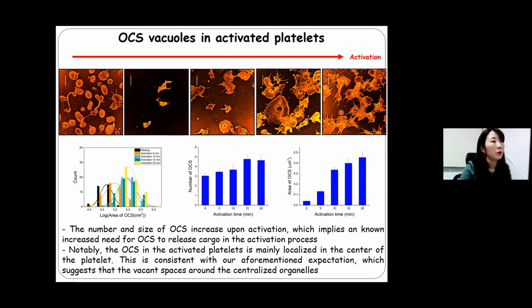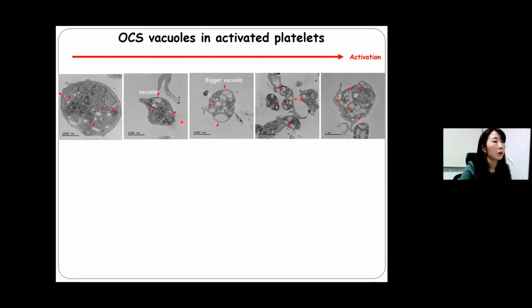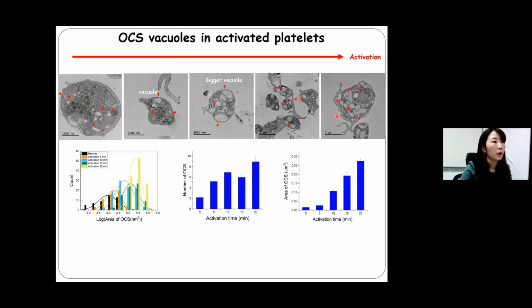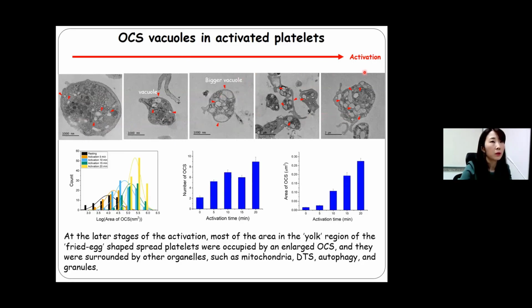This location of the OCS vacuoles can be also observed from the EM section image like this. As you can see here, as the activation process is going on, the number and the size of the OCS increases. And at the later stages of the activation, most of the area in the yolk region of the fried egg-shaped spread platelet were occupied in OCS, and they were surrounded by the various organelles such as mitochondria, ER, autophagosome, and granules.